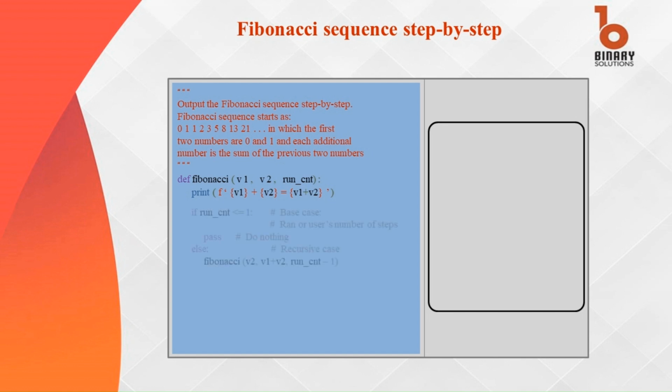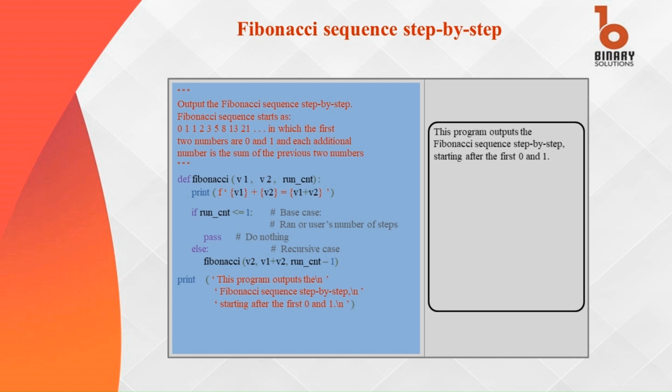The base case checks if run_count is less than or equal to 1, in which case the function exits without making further calls. Otherwise, the recursive case calls the function again with v2 as the first value and v1 plus v2 as the second value, effectively computing the next Fibonacci number and reducing the step count.